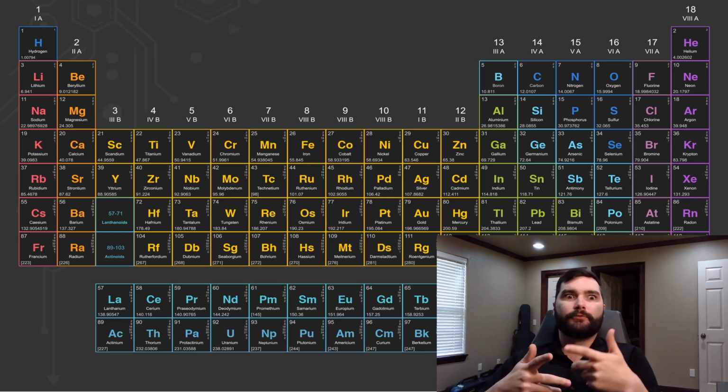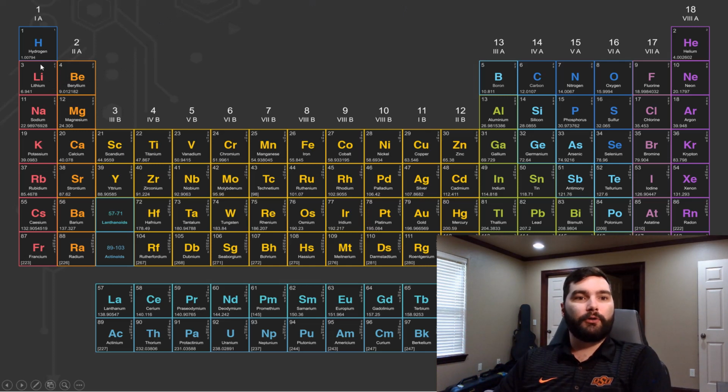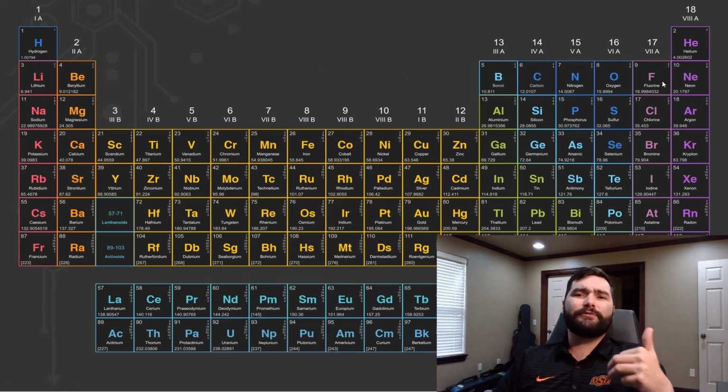Okay, so for today's experiment, we're going to make it a little bit easier on us. We're only going to be dealing with elements that do not have variable oxidation states. So we're not dealing with any of the transition metals. We're just dealing with group 1 and 2A elements and then group 3A through 7A elements. So how do you find the number of valence electrons?